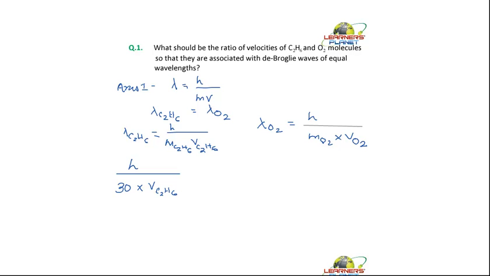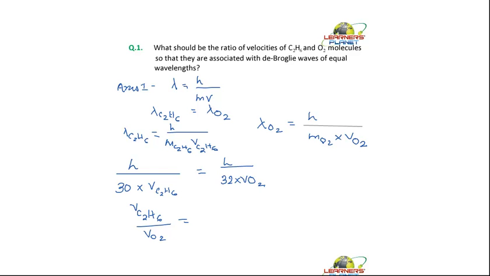and that should be equal to what? It should be equal to h upon mass of oxygen. How much is it? Mass of one oxygen atom is 16, so O2 would be 32, into velocity of oxygen. Right? So, how will you calculate the velocity of C2H6 upon the velocity of oxygen?